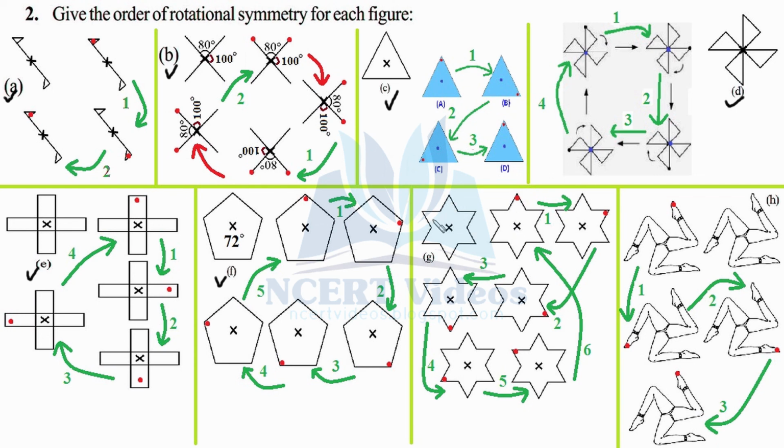So we see 1, 2, 3, 4, 5, 6. 6 regular patterns, therefore 6 orders of rotational symmetry. Here these are legs, 3 legs of an object.